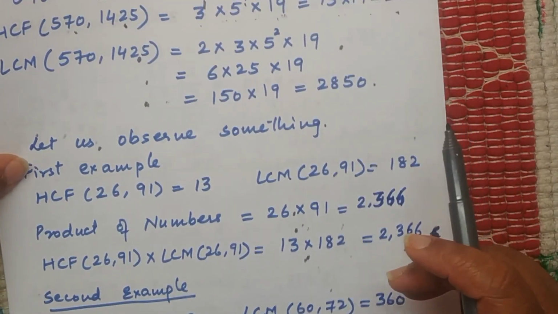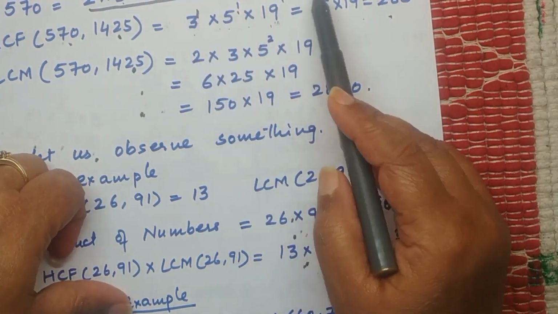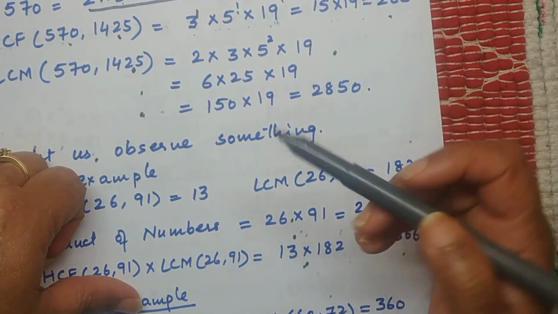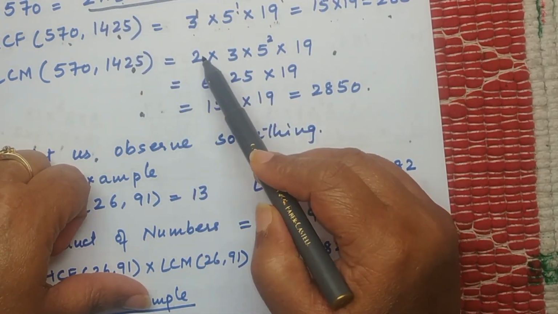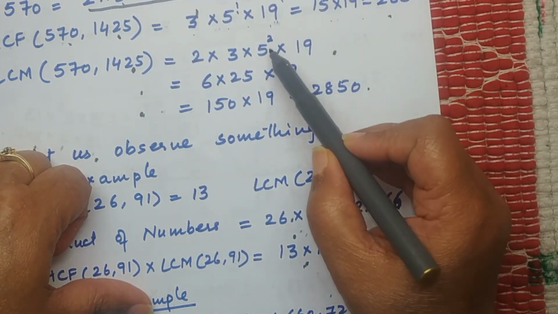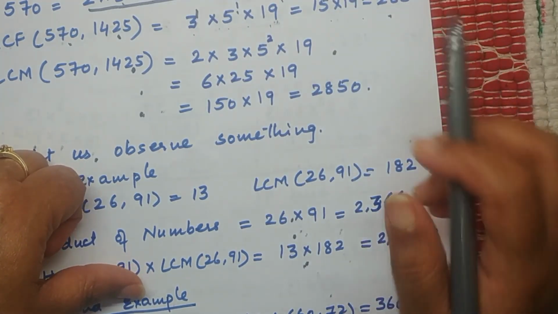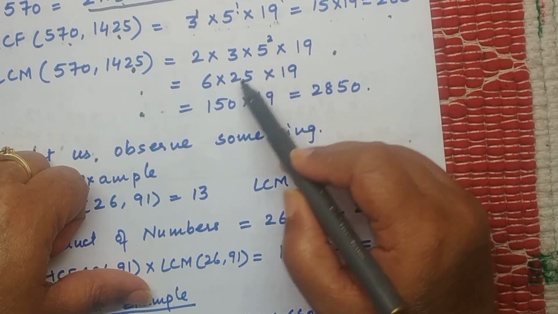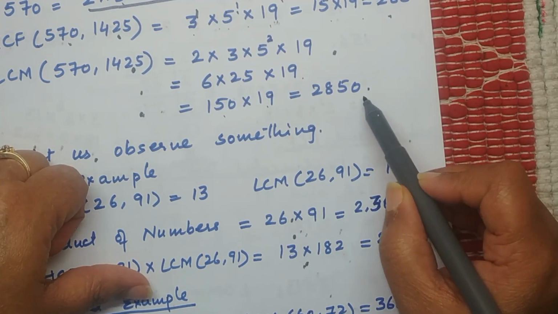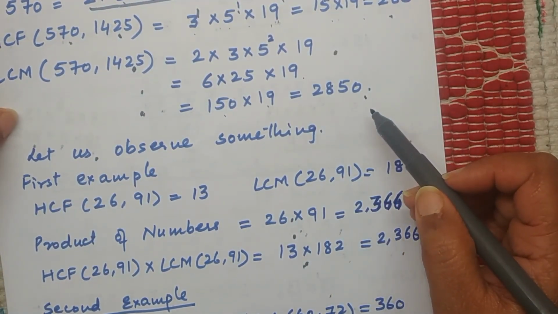LCM. For the LCM, we write down all the factors. So 2, 3, 5, 19. These are all the factors. Now common factors should be raised to highest power. Now 2's power is 1, so 1 only. 3 power 1. 5, the highest power is 2, so raised to power 2. And 19, the power is 1 only. So 2 into 3 is 6, 5 square is 25 into 19. So 25 sixes are 150, 150 into 19, which is 2850, is the LCM of the given two numbers.